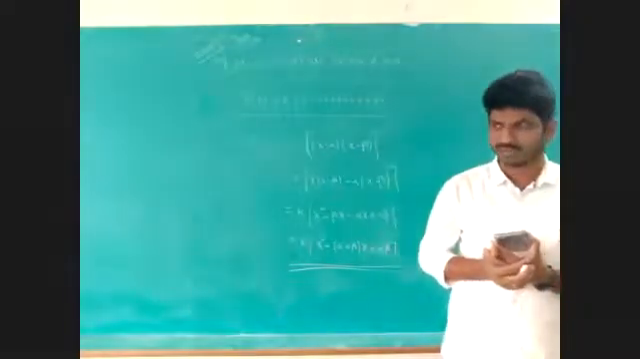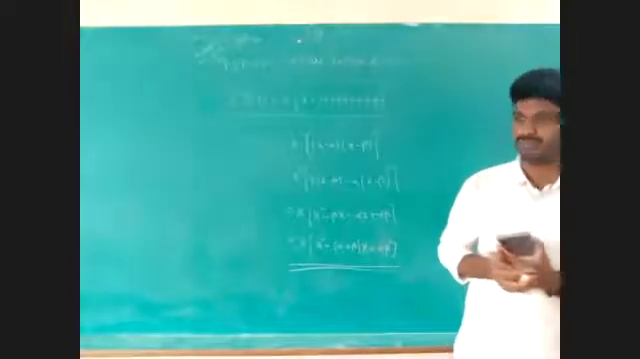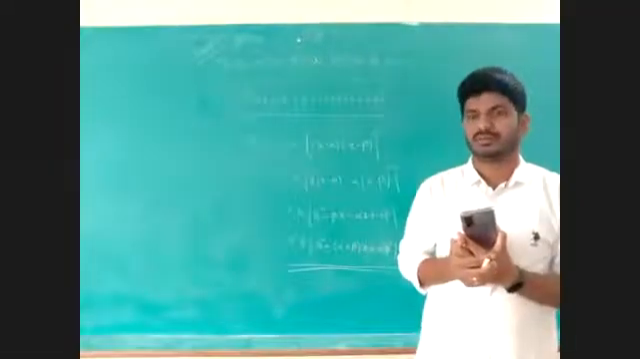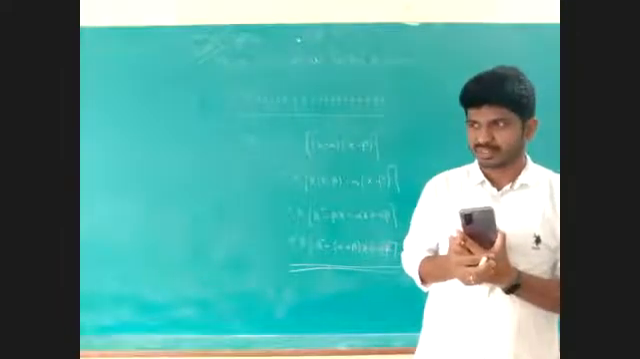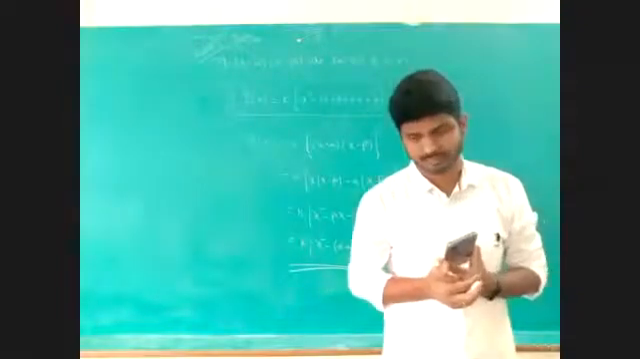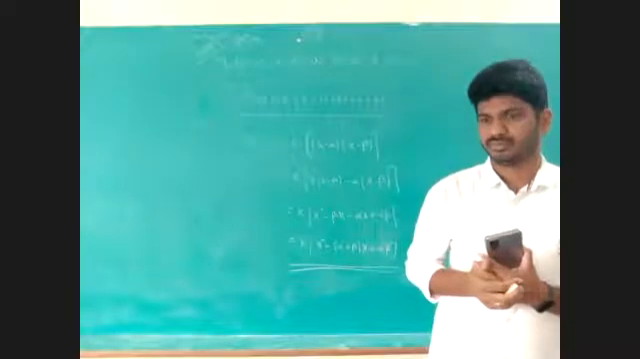P of x is equal to k into x square minus alpha plus beta into x plus alpha beta. Very good.